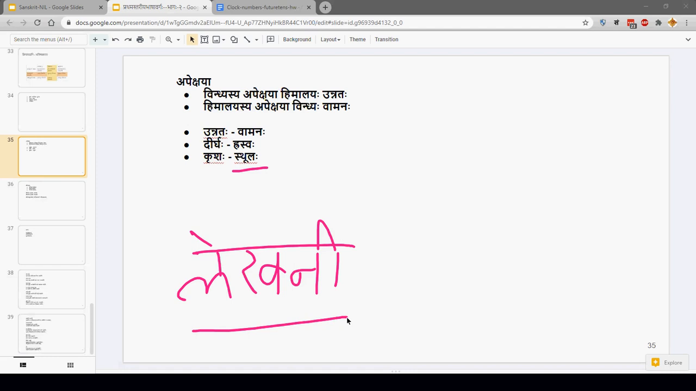So it becomes lekhanyaha apekshaya. Lekhani is sthula, mapika is also strilingam. So lekhanyaha apekshaya, mapika sthula, or mapika dirgha. So we need to be aware of the lingam also when we are using the adjective. Similarly, if it is napumsaka lingam, this becomes unnatam, vamanam, dirgham, rasvam, krusham, sthulam, depending on the vishesham or the word we are describing.